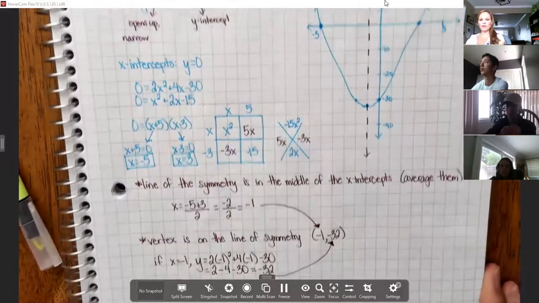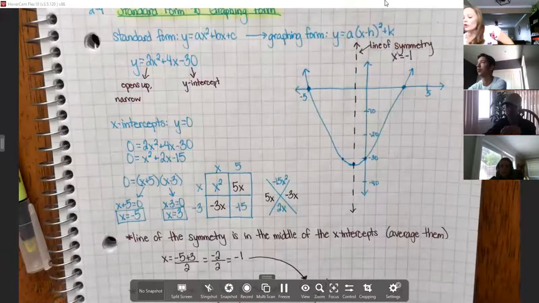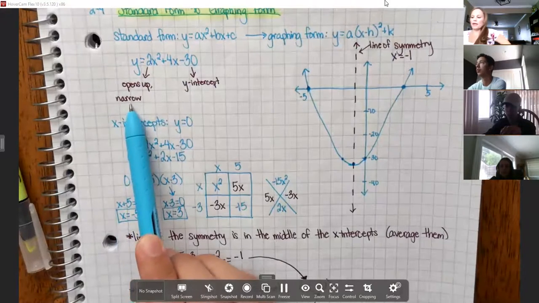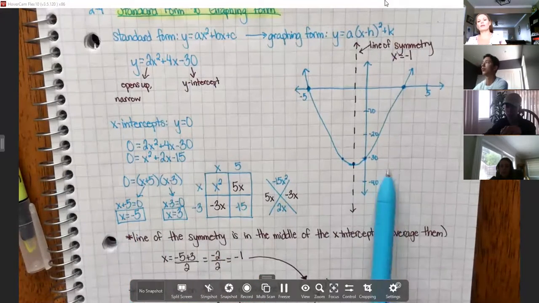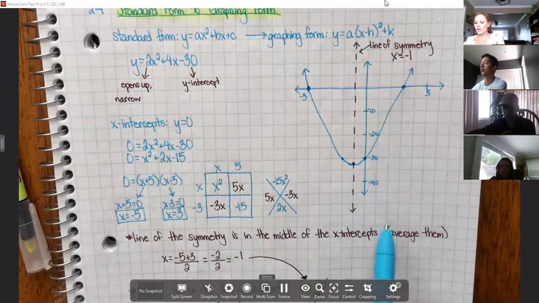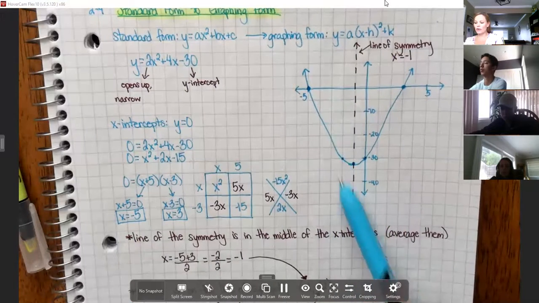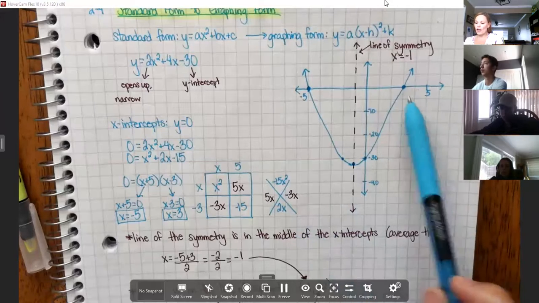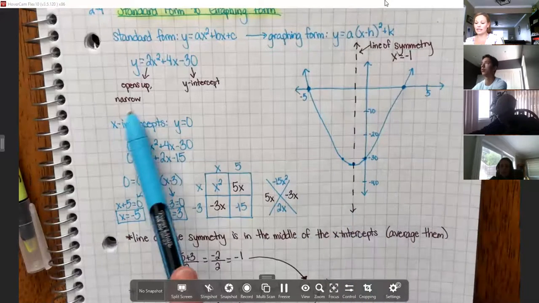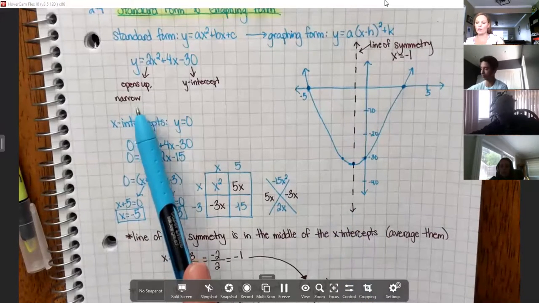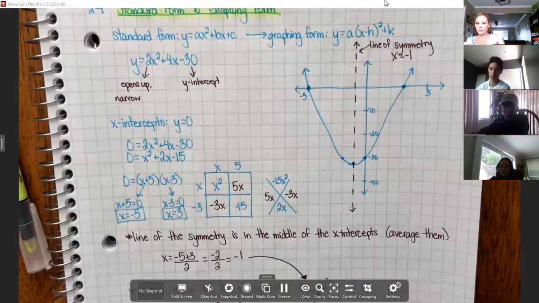I'm going to scroll up for a second so you can see my parabola. So notice I said that it should be narrow. Mine doesn't look very narrow because I didn't scale the axes the same. If we had scaled this by ones also, it would look much skinnier. So the way you scale your axes can be deceiving if it's narrow or wide or just your standard parabola.